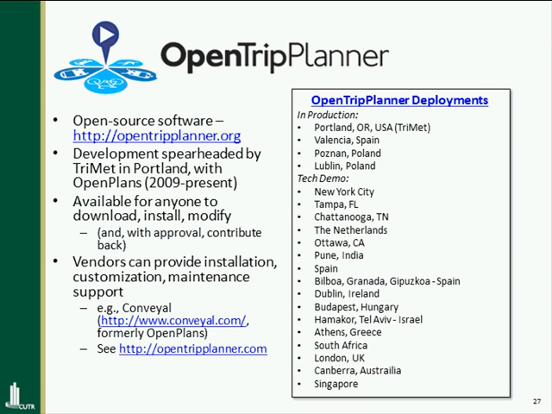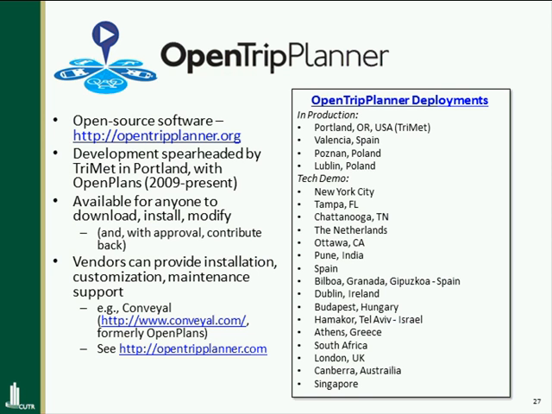So for Open Trip Planner, we have the URL up here on the screen, opentripplanner.org. The source code for the software is available at this URL, and anyone can download it, look at it, modify it, and customize it for their own particular solution. The development of this project was spearheaded by TriMet in Portland with OpenPlans as a major partner, and this started in roughly 2009 and is continuing to the present day. Because it's open source, anyone can access the source code and contribute improvements back as well.